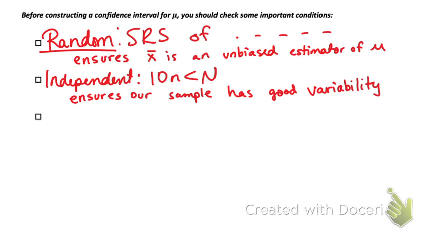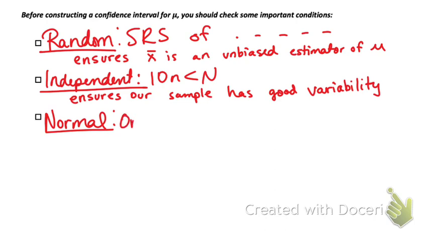All right, what's the last one? We got to make sure we have a normal distribution. Now, time out. It is not the normal Z distribution, but the normal T distribution, but we still check it the same way. Do you guys remember how we make sure that we have a normal distribution for means?